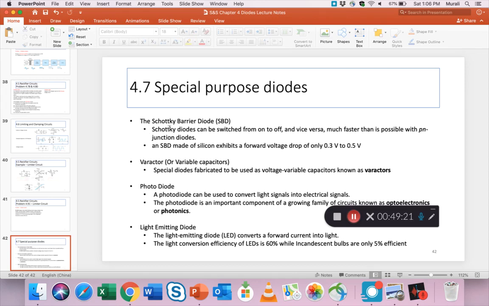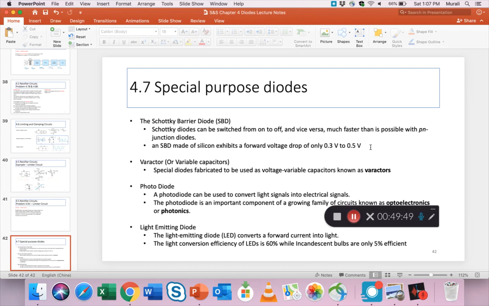The Schottky barrier diode, or SBD, is one type of diode. The advantage of this is it operates much faster than your regular PN junction diode. Also, it has lower voltage drop, so it operates from like 0.3 to 0.5 instead of our usual 0.6 to 0.8. So it's useful in some applications.